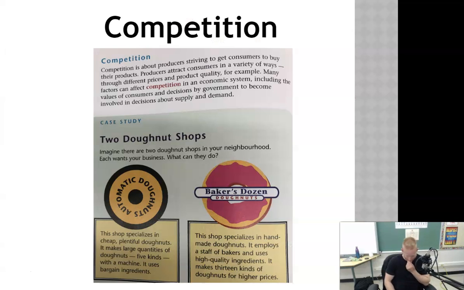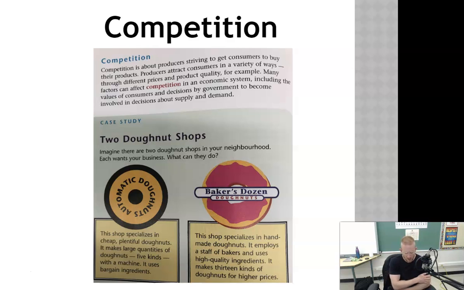So, competition, basically exactly what it sounds like. When two companies that are selling the same or similar products are competing with each other for our business. Competition is about producers striving to get consumers to buy their products. Producers attract consumers in a variety of ways, through different prices and product quality. For example, many factors can affect competition in an economic system, including the values of consumers and decisions by government to become involved in decisions about supply and demand.